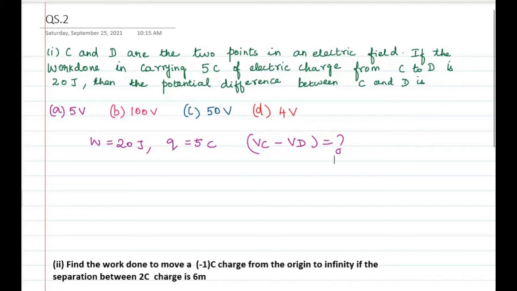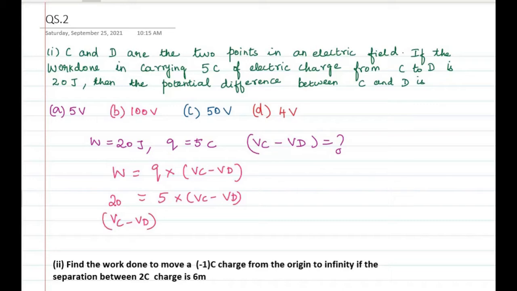The formula is work done W equals charge Q multiplied by the potential difference VC minus VD. Q is 5 and W is 20, so VC minus VD is equal to 20 divided by 5, which is 4 volt. So the answer is 4 volt, and the option is D.